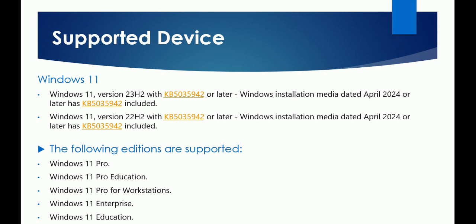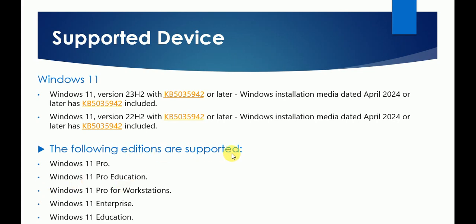Now understand the supported devices. Here is a little bit of change between your old Autopilot process and the new Autopilot process. In the new Autopilot process, you must have a minimum version of Windows 11 22H2, or any higher version will automatically be supported. Lower versions will not support the new Autopilot process. If you have an older Windows version, in that case you have to use the old Autopilot process.